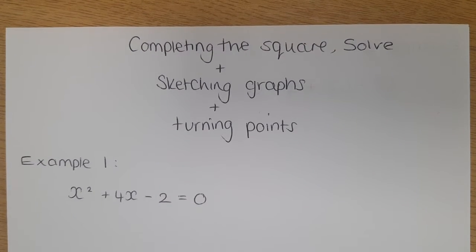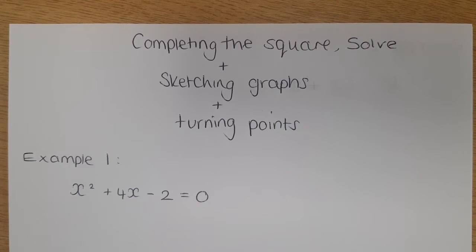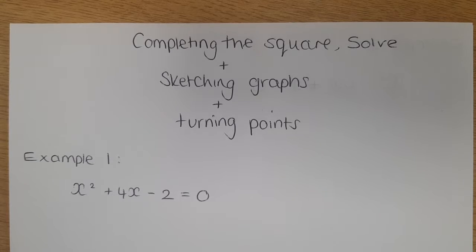Morning all. So there's a couple of people just getting a bit stuck on completing the square, how you solve, and then how to sketch the graph and get the turning point from it. So I'm just going to go through two quick examples.